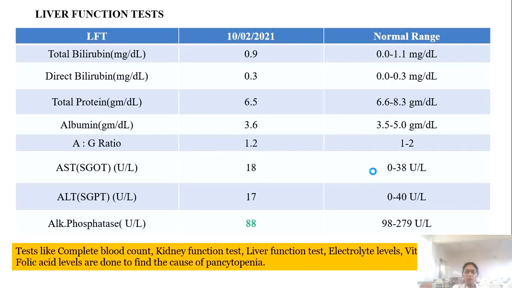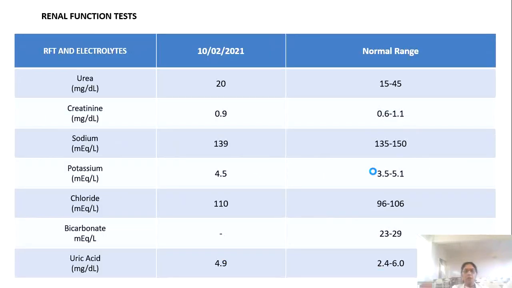To rule out liver dysfunction or renal dysfunction, we are having these tests. Alkaline phosphatase is a bit lowered in the liver function test, otherwise all other parameters are normal. Tests like complete blood count, kidney function test, liver function test, electrolyte levels, vitamin B12 and folic acid levels are done to find the cause of pancytopenia. These RFT, or renal, parameters are checked here, and everything seems to be normal.